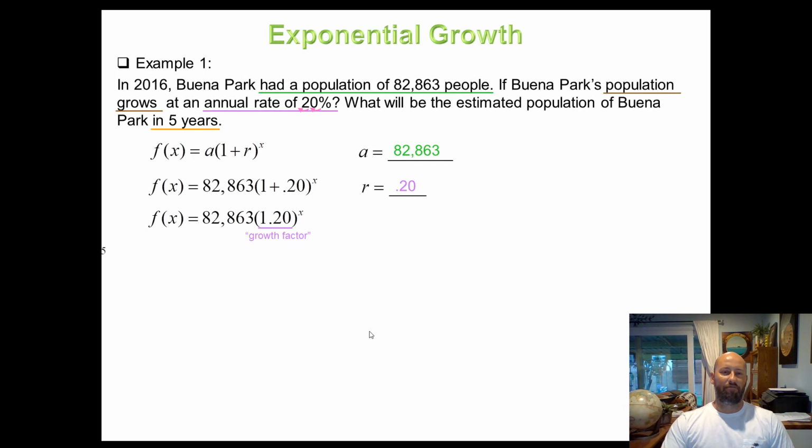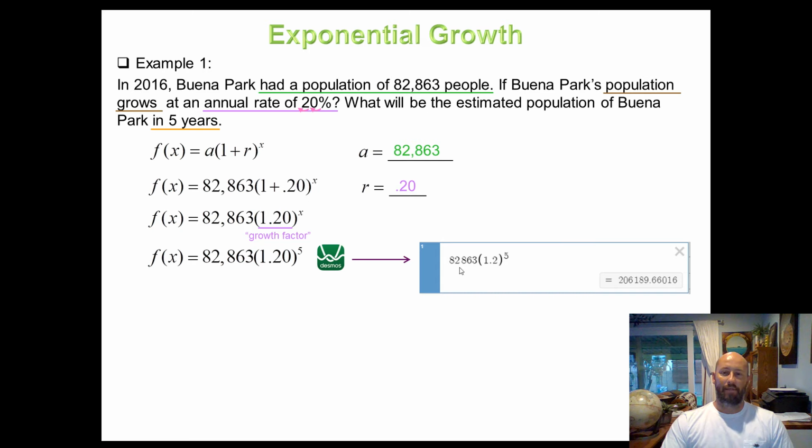Okay, so we want to know in 5 years. So what we'll do is just put the 5 as an exponent here. Okay, and I don't expect you guys to do this in your head. There's no way. So what can we use to help us? Okay, calculator, my favorite, Desmos. Slap it into Desmos. And you can just put it in the way it is, just like this. And this is what it gives us.